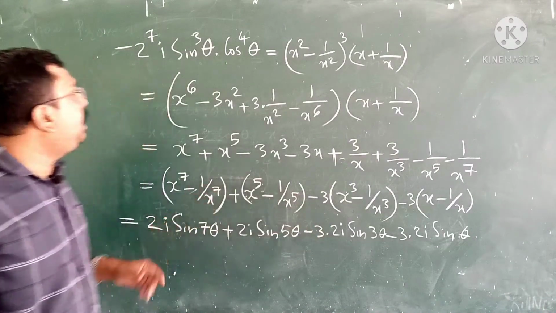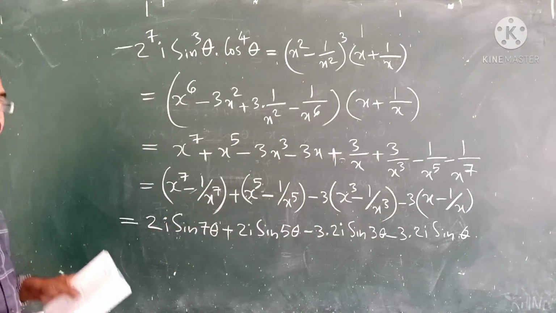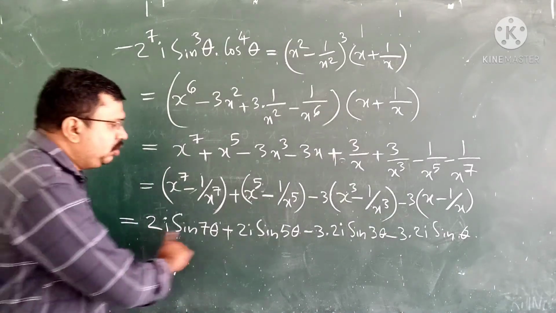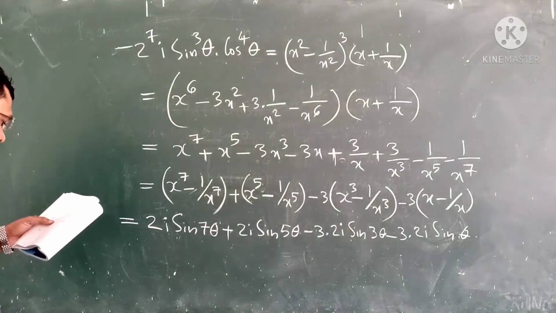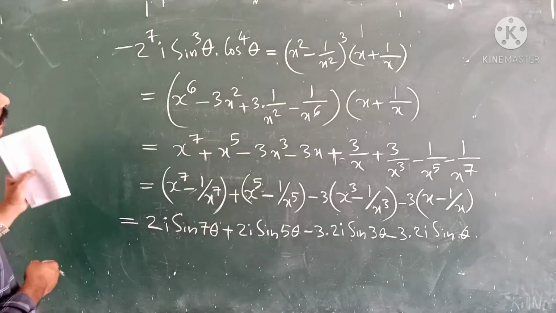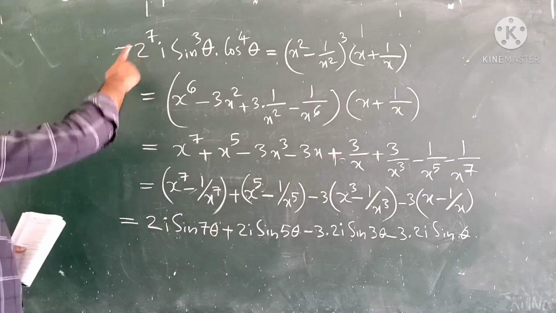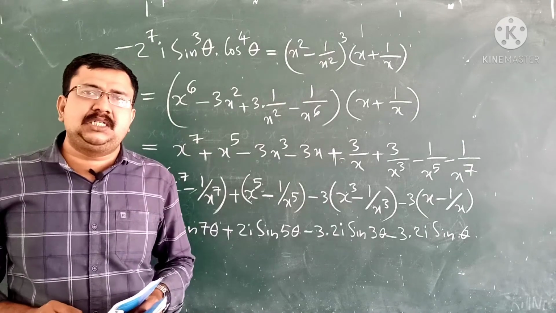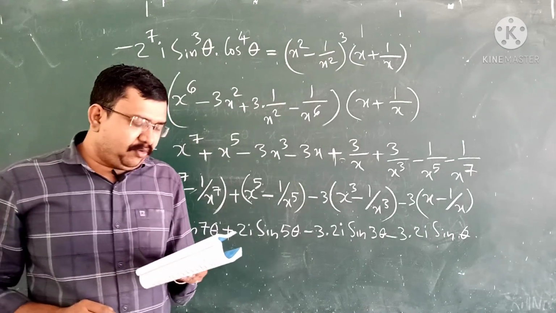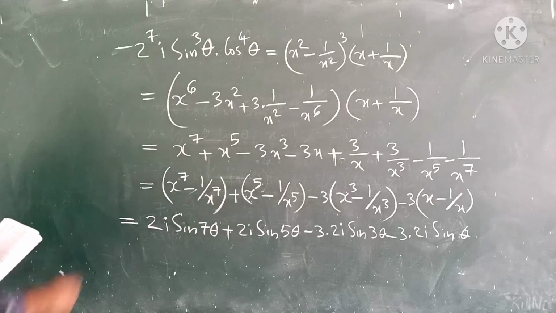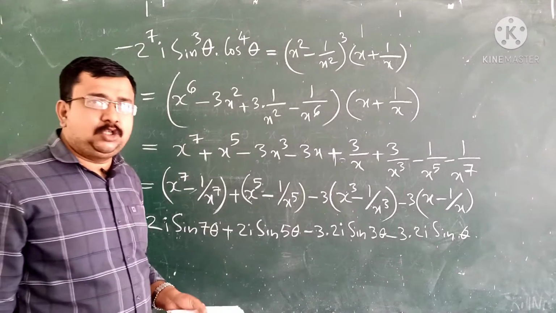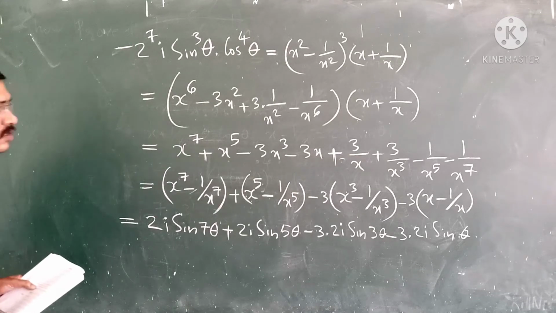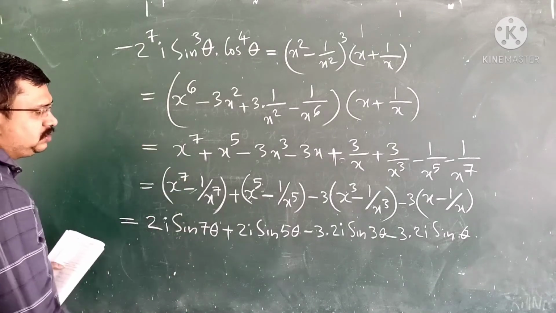Okay, this one. Now we can cancel, dividing throughout by minus 2i, then we will get 2 raised to 7 divided by 2 is 2 raised to 6. What is 2 raised to 6? 2 raised to 6 is 64. Therefore, dividing throughout by minus 2i, we get, please write down this one.